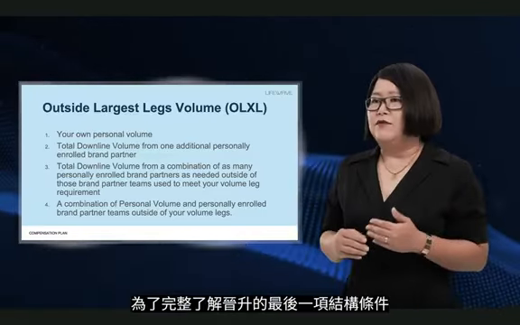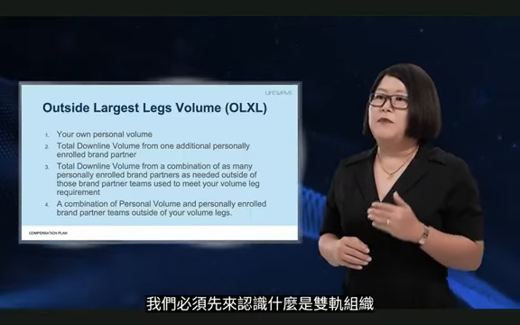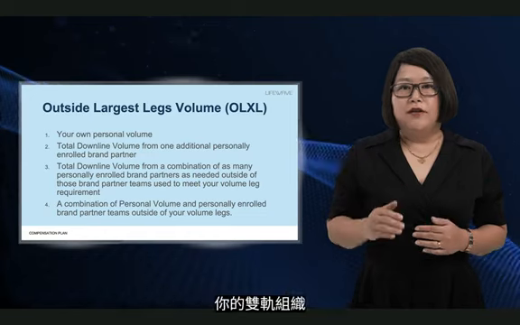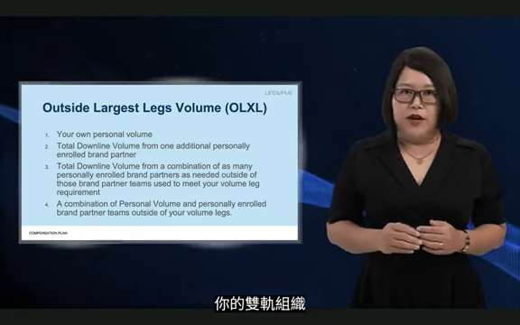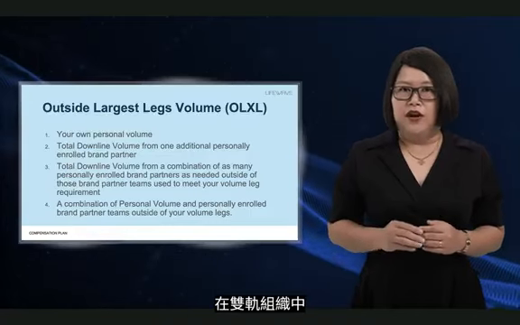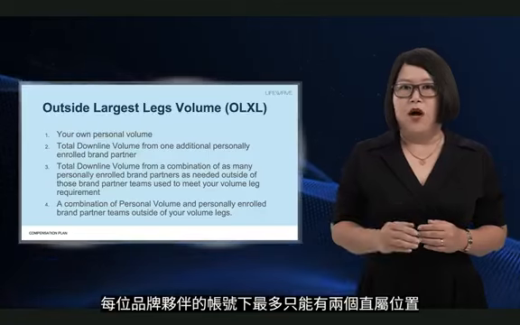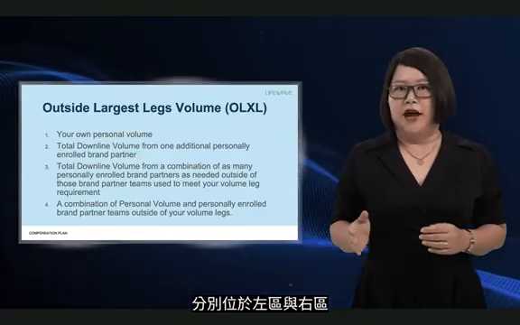Now, to understand the final structure requirement of rank qualification, we must first learn about the binary organization. Your binary organization, or binary tree, is a separate team structure from your enrollment tree. In the binary tree, each brand partner has a maximum of 2 positions directly under them, one on the left and one on the right.